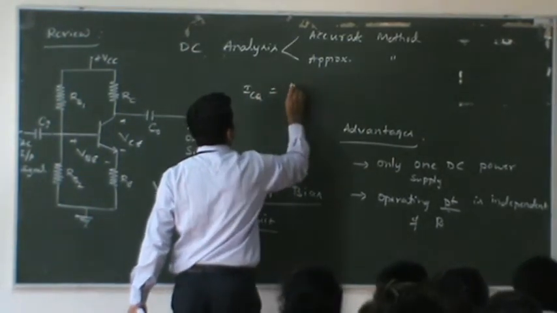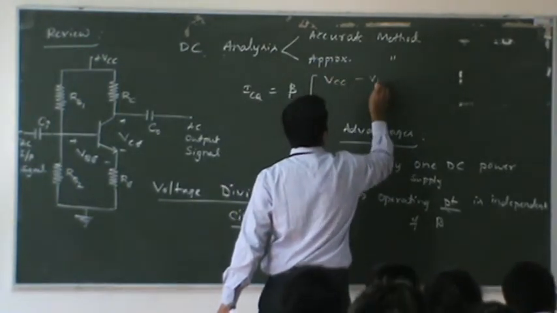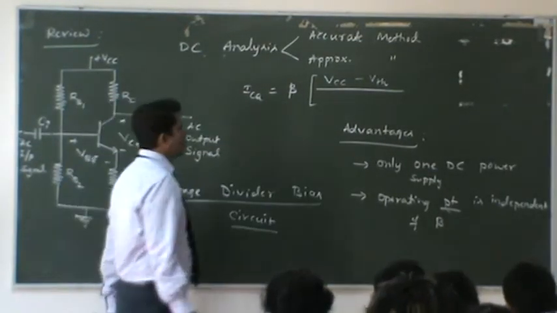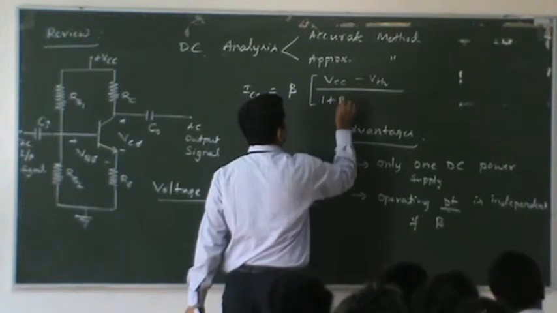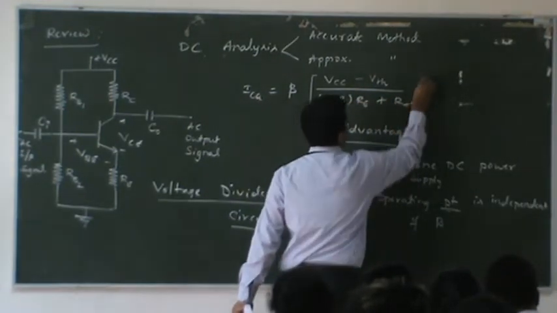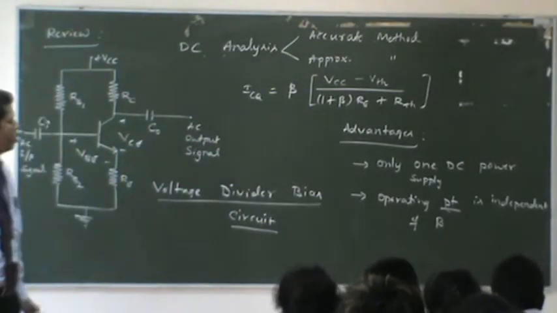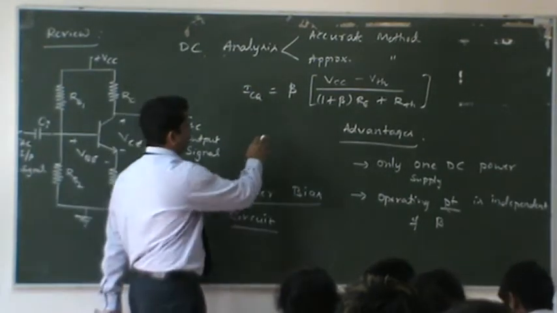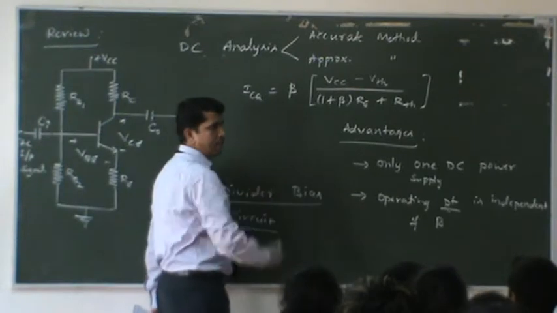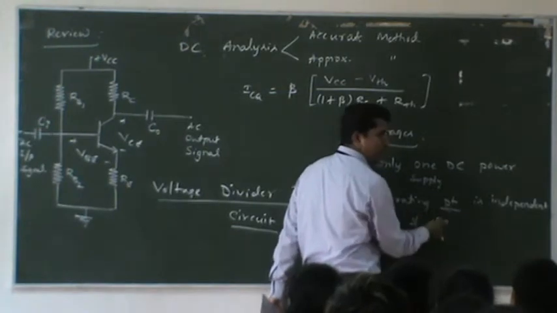ICQ is equal to beta times the numerator VCC minus V Thevenin. What about the denominator? 1 plus beta times RE plus R Thevenin. Is it right? This is the equation for ICQ. Anyway, I am ignoring VCQ here because the VCQ operating point does not depend upon beta. That's not our intention. We want to justify this answer: how is the operating point going to be independent of beta?